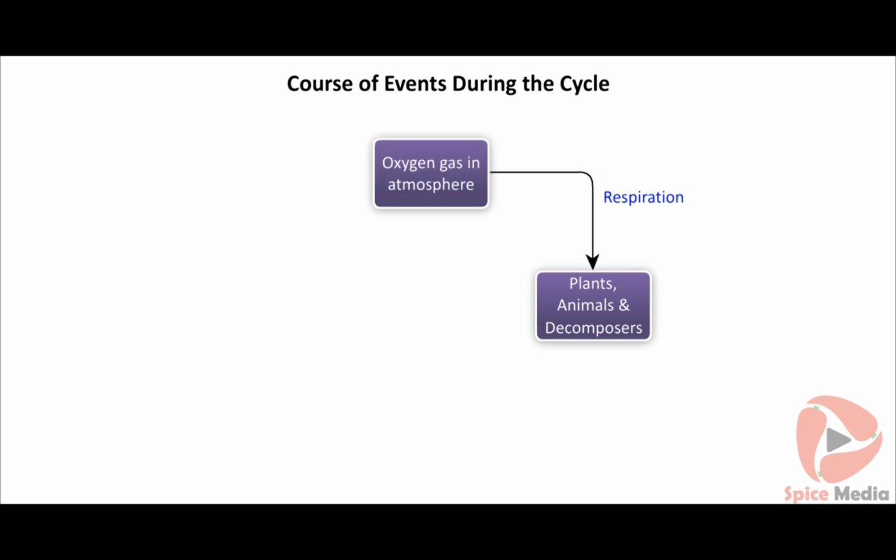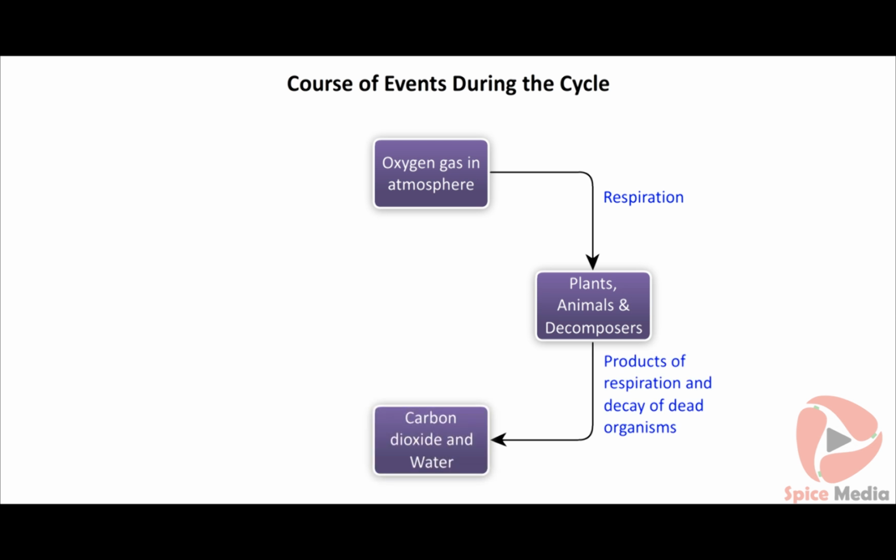Living organisms like plants, animals, and decomposers use atmospheric oxygen during respiration and give out carbon dioxide and water into their surroundings. Combustion of fuels such as wood, natural gas, and petroleum products also needs oxygen. The products of combustion are carbon dioxide and water that go into the atmosphere.